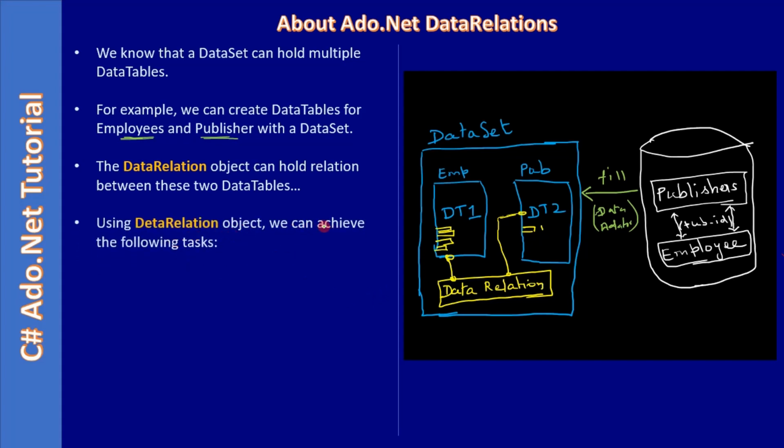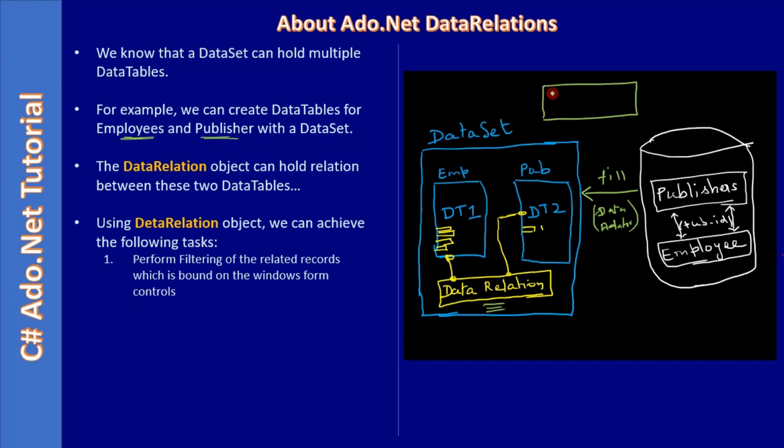Using the data relation object we can achieve the following tasks. So let's state that we have a data relation. We can perform filtering of related records which are bound on the Windows form. So we know that there are data tables employee and publisher, and in our Windows form you may have multiple grids or other controls. For now, let's talk about the grid controls. One is linked to employee and another grid is linked to publisher. And now you can perform filtering of related records which are bound on the Windows form.